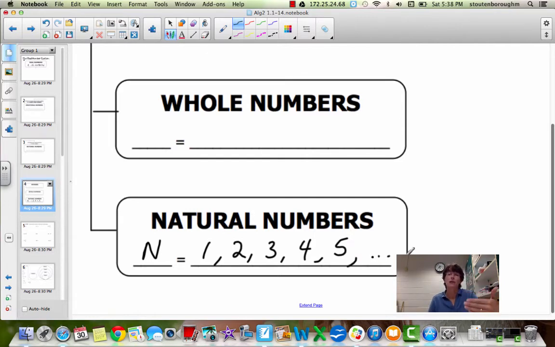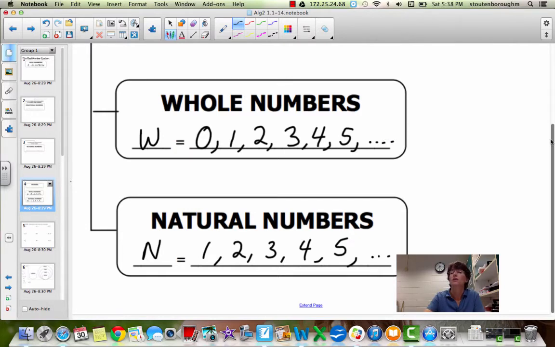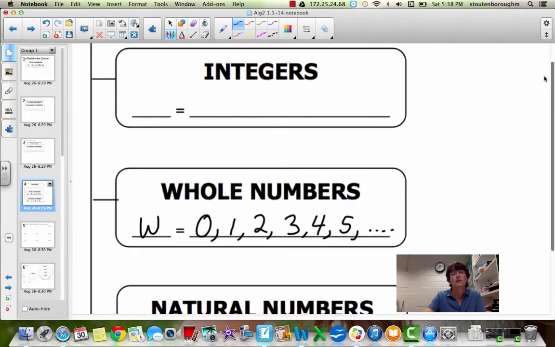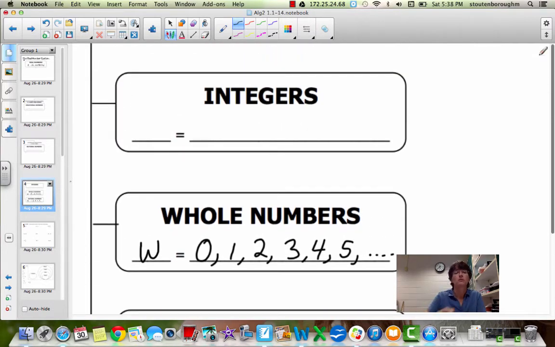Okay, the next step up is going to be whole numbers. And we're going to let W equal our whole numbers. And basically, whole numbers adds 0 to our natural numbers. So other than that, it's very simple. It's just 0, 1, 2, 3, 4, 5, ... up to however high you can count. Basically, on and on and on. There's really no end.